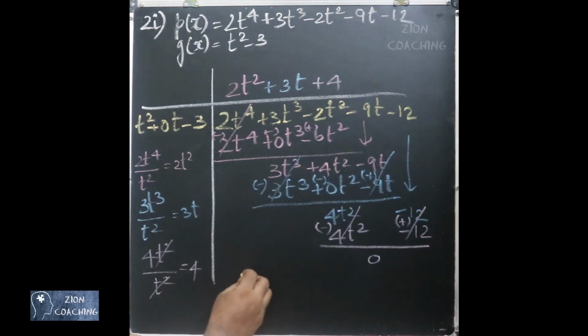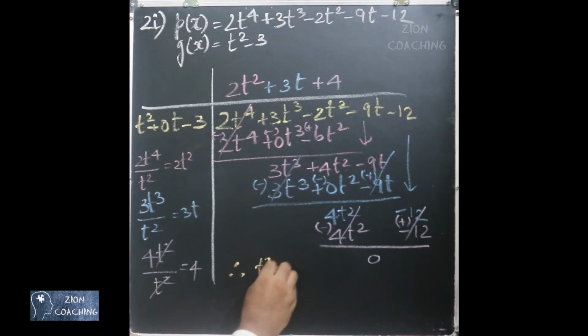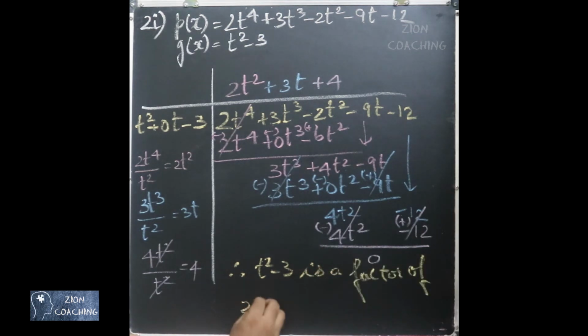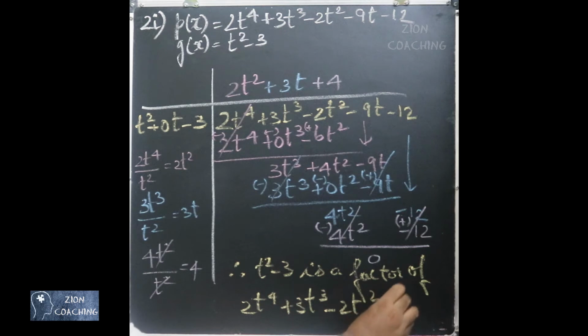Therefore you can say, t squared minus 3 is a factor of 2t power 4 plus 3t cube minus 2t squared minus 9t minus 12.